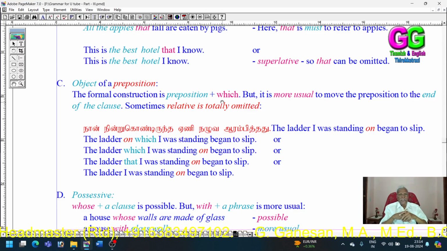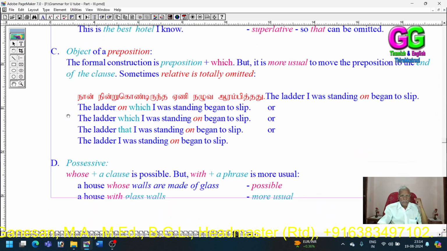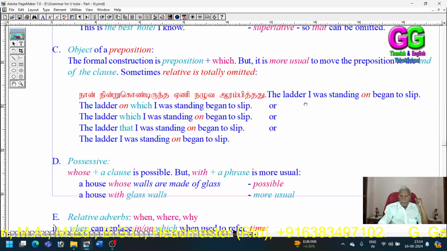And in some cases, both the relative pronouns which and that are totally omitted. Let us see the examples. The ladder I was standing on began to slip.